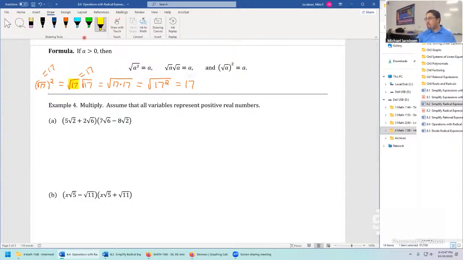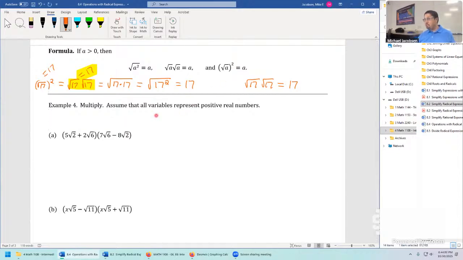But these are the ones we're going to see a lot, it turns out. A root times itself, root 17 times root 17, will give you back 17. We don't have to work hard on it. This is just a foregone conclusion. So here's how it comes into play on the example below. If we're going to multiply these root expressions that have multiple terms, we'd be using the FOIL method.